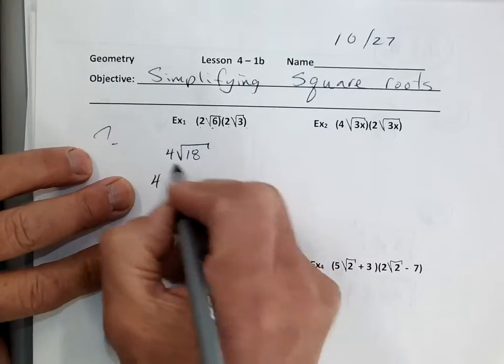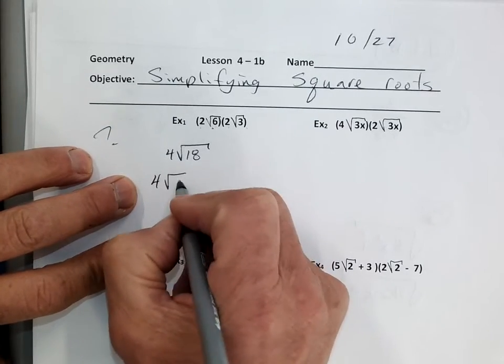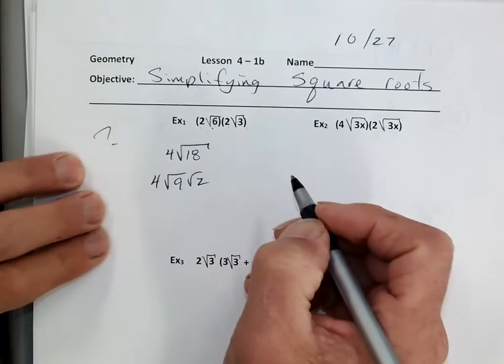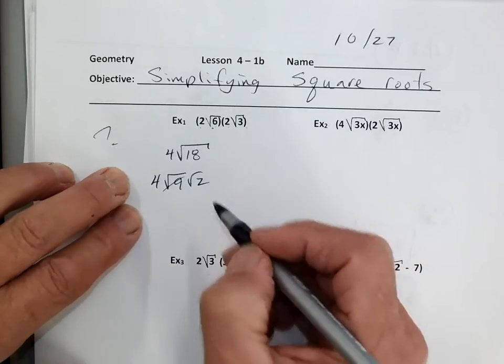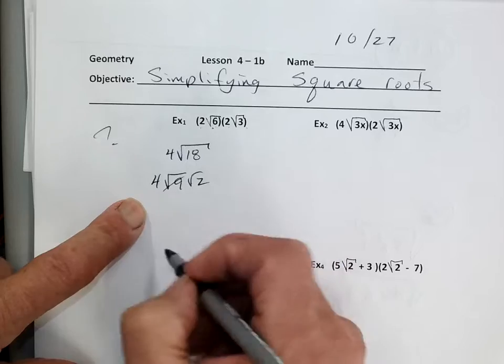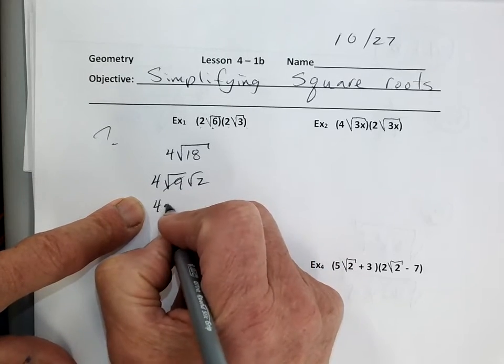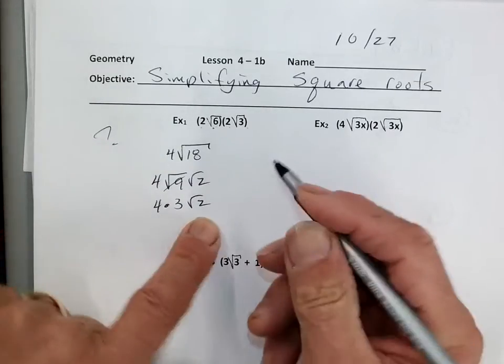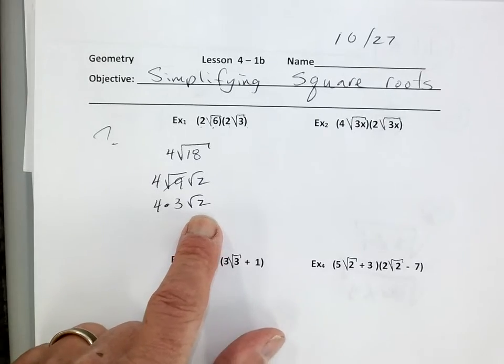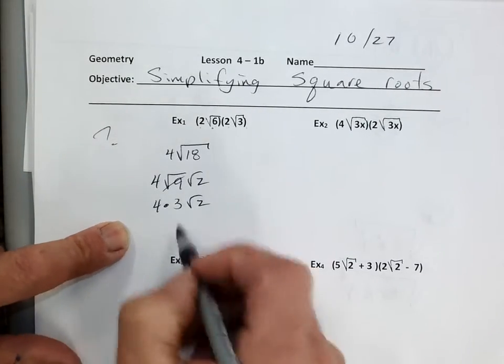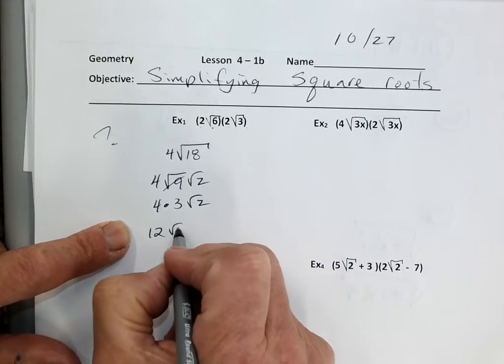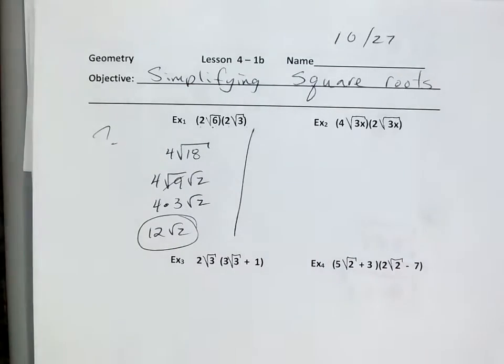So I break up the 18 into the square root of 9 times the square root of 2. I know the square root of 9 is a 3, right? We did this yesterday. I get 4 times 3 square root of 2, and I'm going to leave the square root of 2 the way it is because it's an irrational number. I multiply, and I'll get 12 square root of 2. Okay, how's that? That's how we do it. Just multiply, multiply.